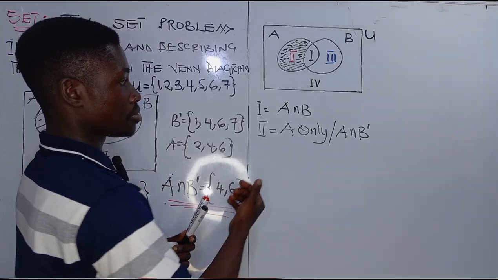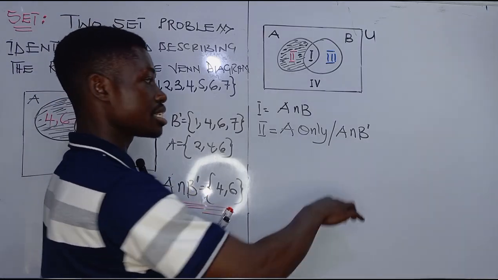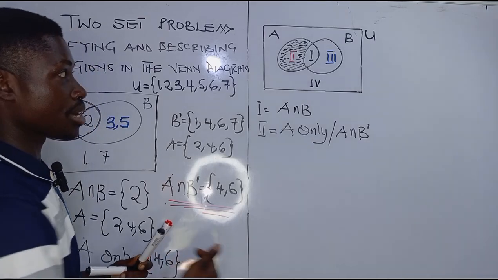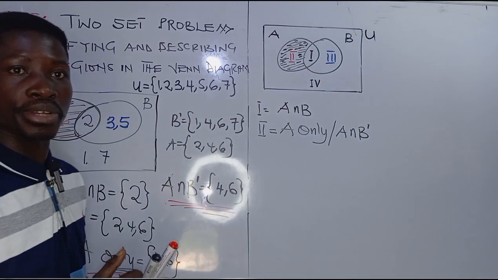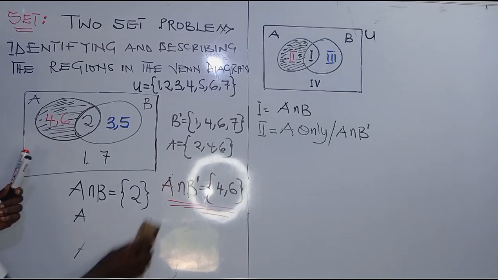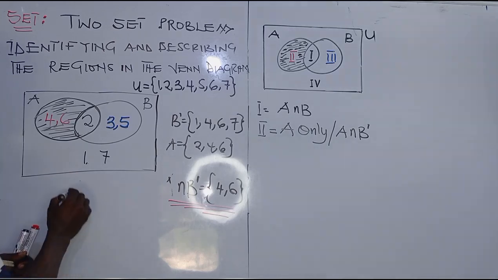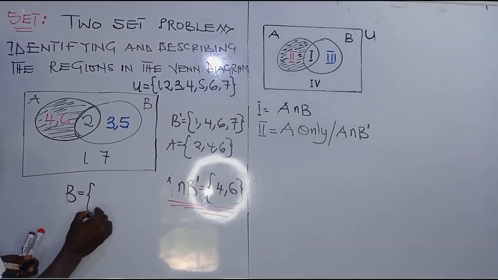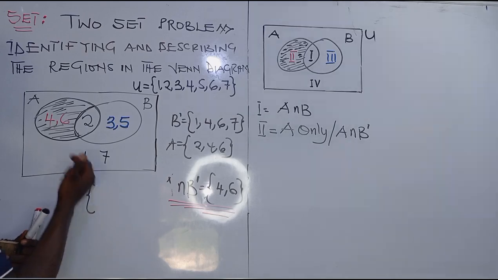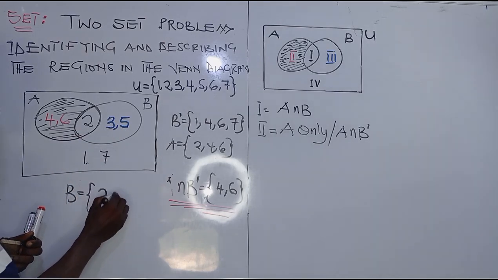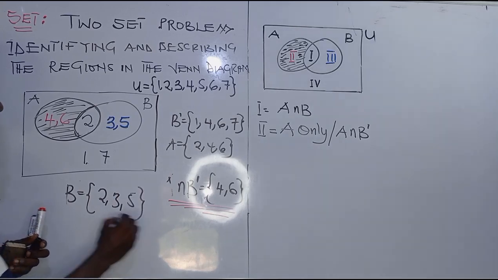So if you don't see A only and then you see A intersection B complement, it means the same thing. We are talking about this particular region. If I ask you to list the elements for B, I believe you are going to say the elements for B are 2, 3, and then 5.